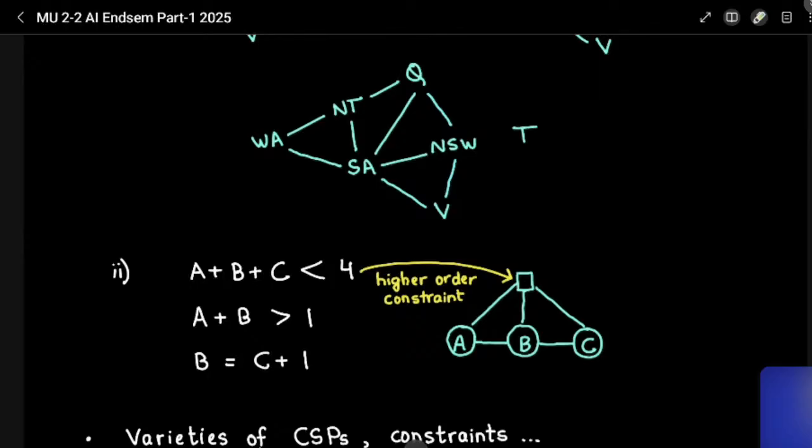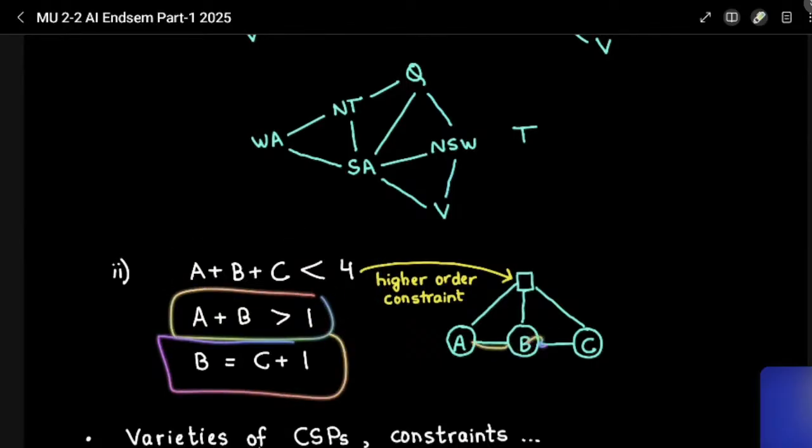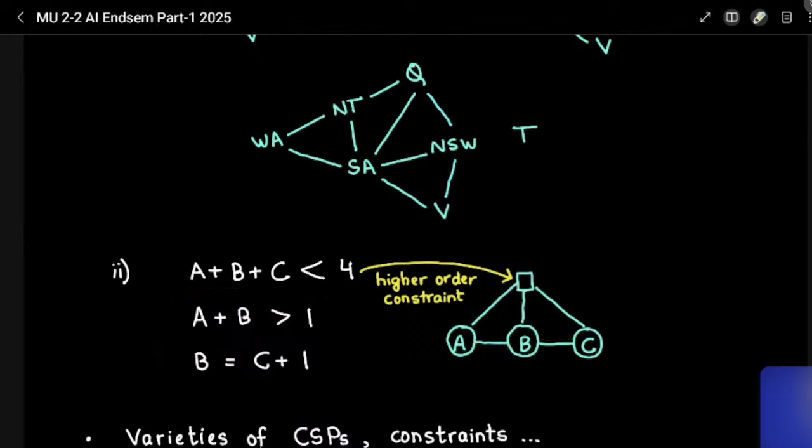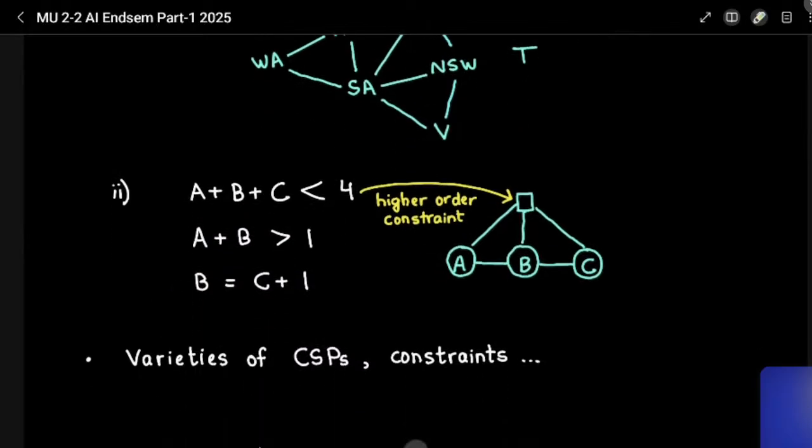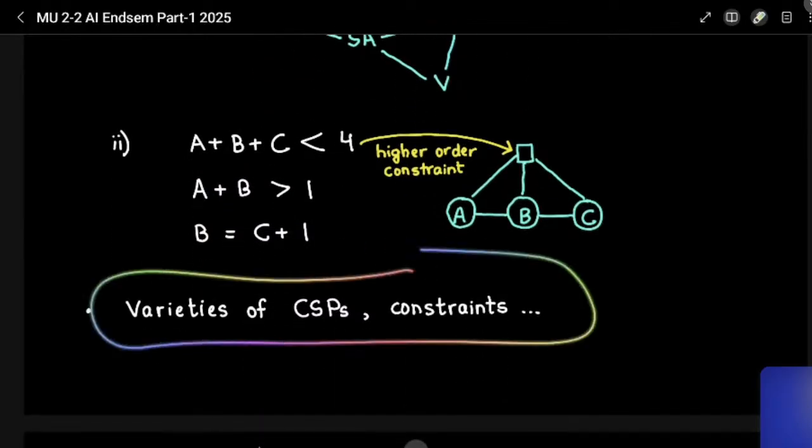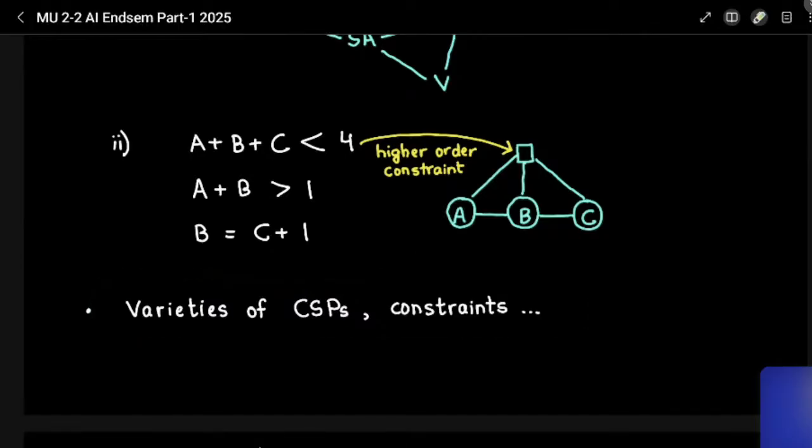Yesterday I didn't tell you how to do this because I didn't know it myself. There is a trick. You just draw a square or rectangle of some sort and join all the variables to that box. So this box now represents the higher order constraint. And if it's just a binary constraint, as usual, you just make edges. That's it.